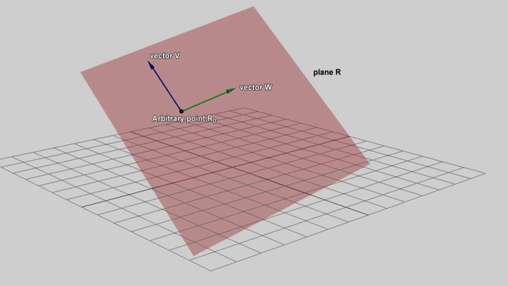If we further assume that n_1 and n_2 are orthonormal, then the closest point on the line of intersection to the origin is r_0 equals h_1 n_1 plus h_2 n_2. If that is not the case, then a more complex procedure must be used.